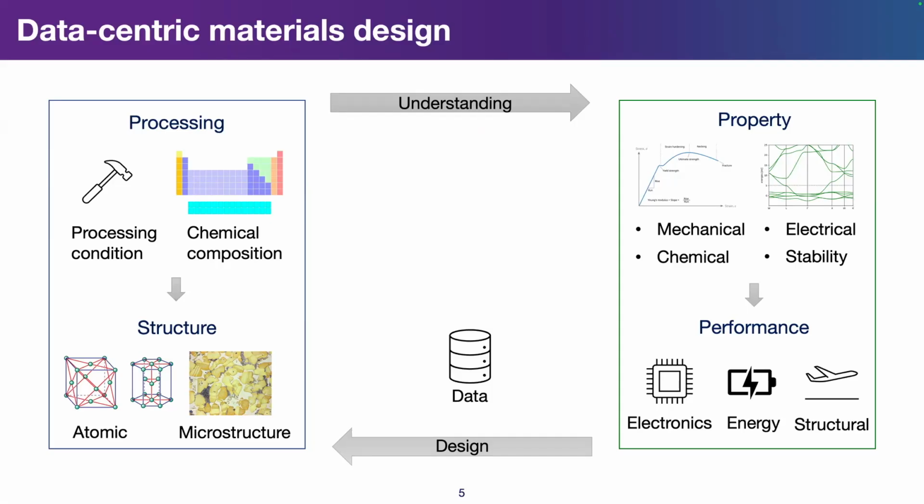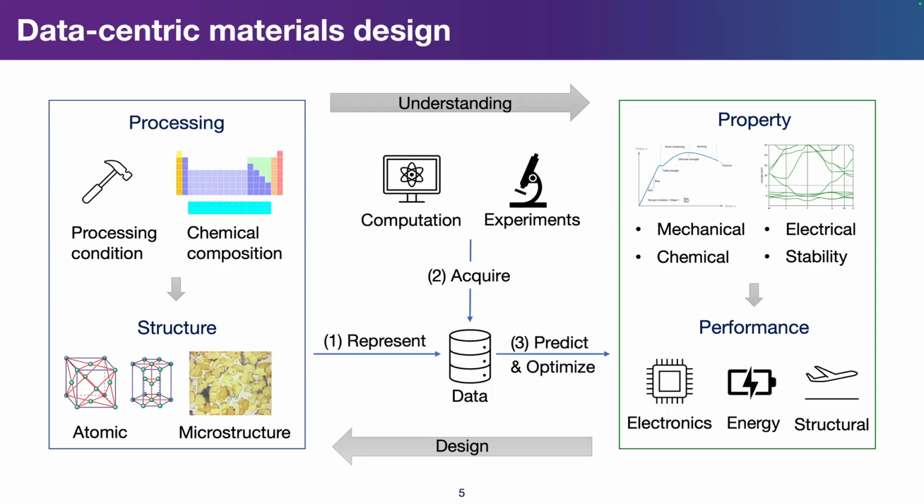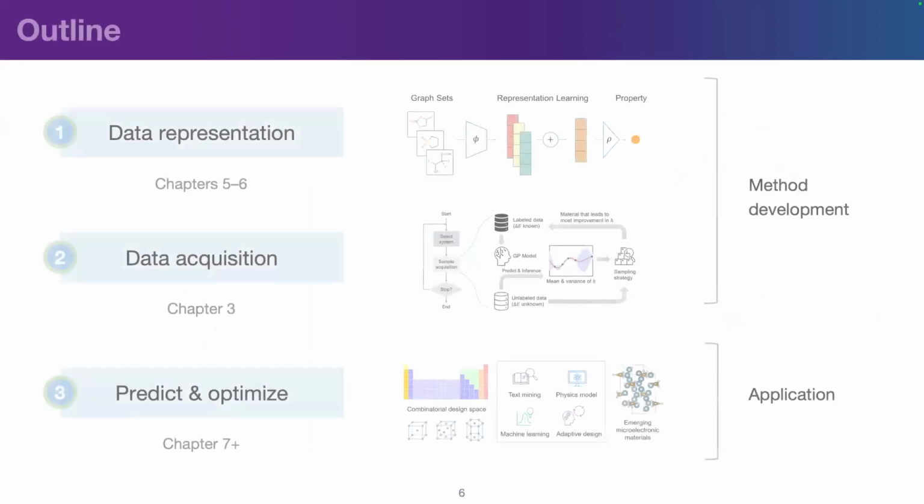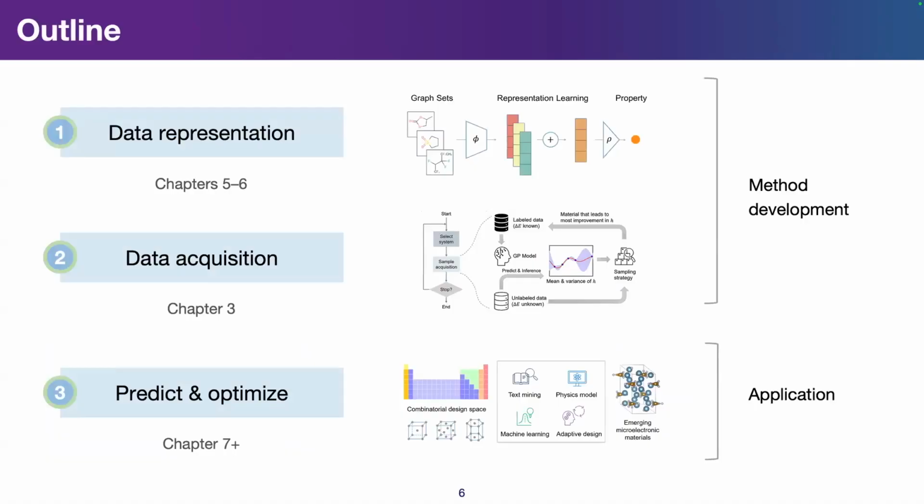So with data at the center, there are three key tasks to be done. The first is to represent the material structure in a suitable format of digital data, called data representation. The second one is to use computation and experiments to acquire the right data. And the third one is to use the data and AI to predict and optimize material properties. So in today's presentation, I'm going to cover both method development and applications to materials that I have worked on during my PhD. And each part corresponds to a key component in the diagram.